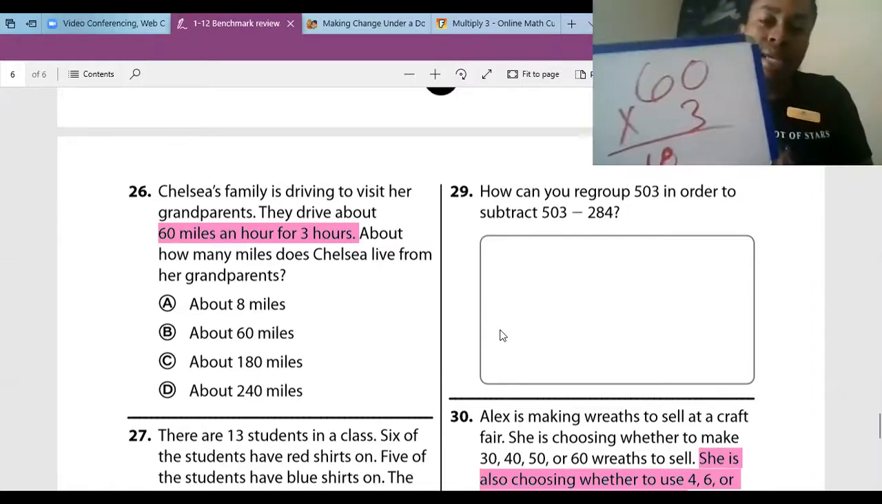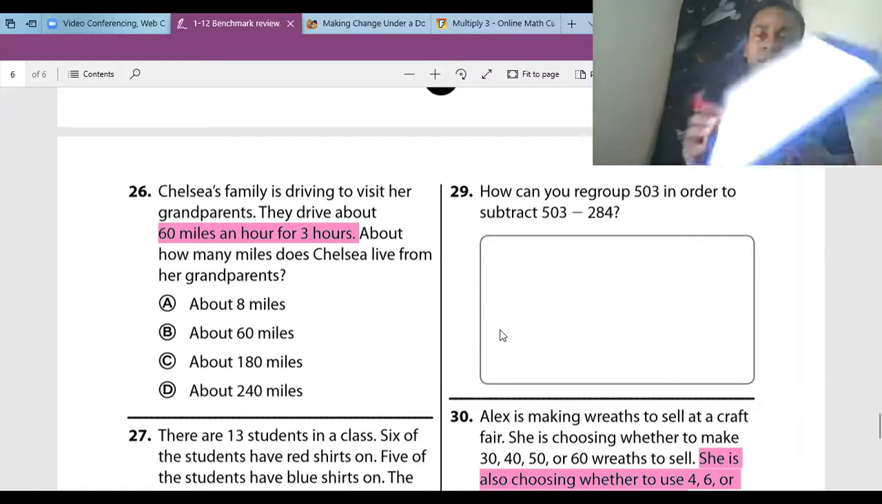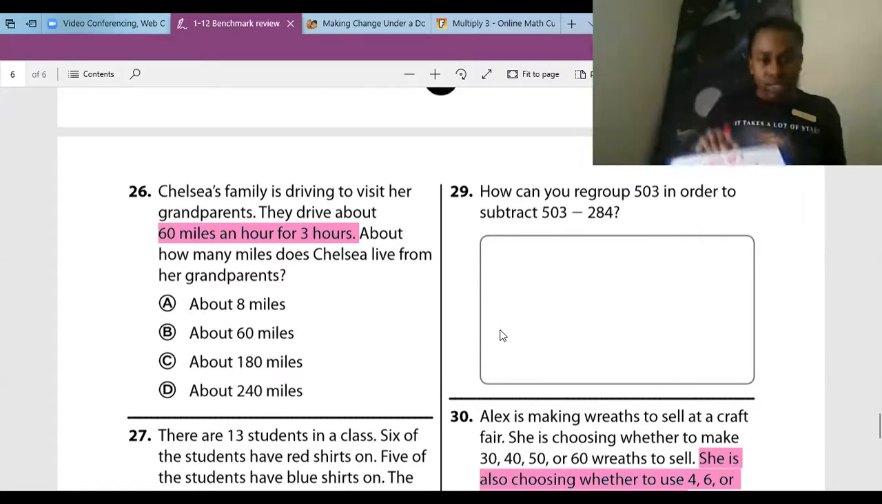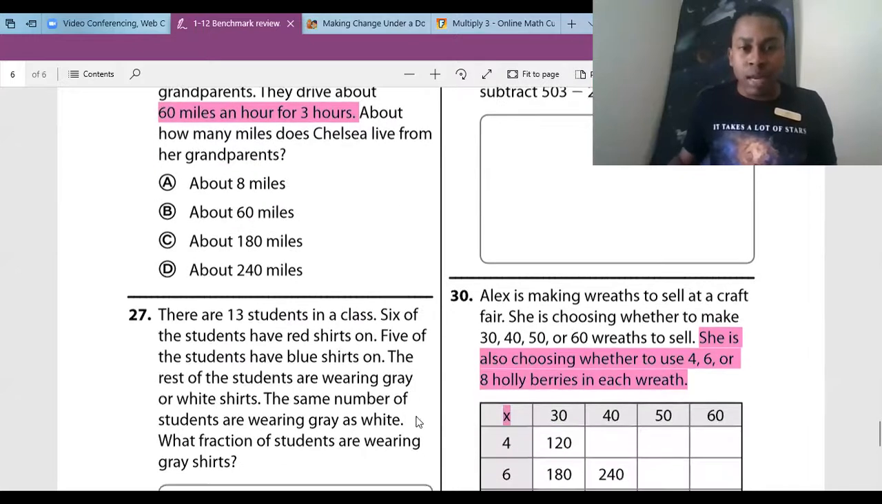I'm going to add the zeros that I see. How many zeros do I see in my equation? That's 1. So I'm going to add 1 zero at the very end, and my answer should be 180. So our answer is C, about 180 miles. All right. Next even number, 28.